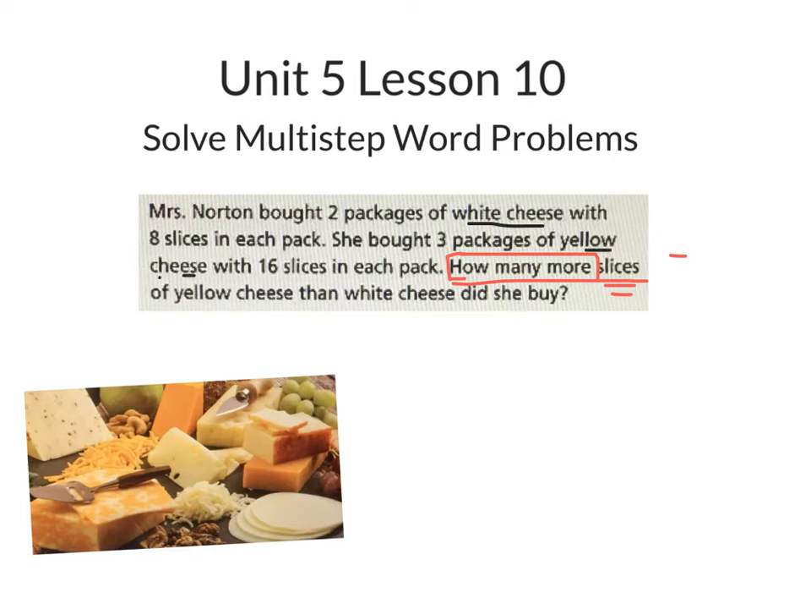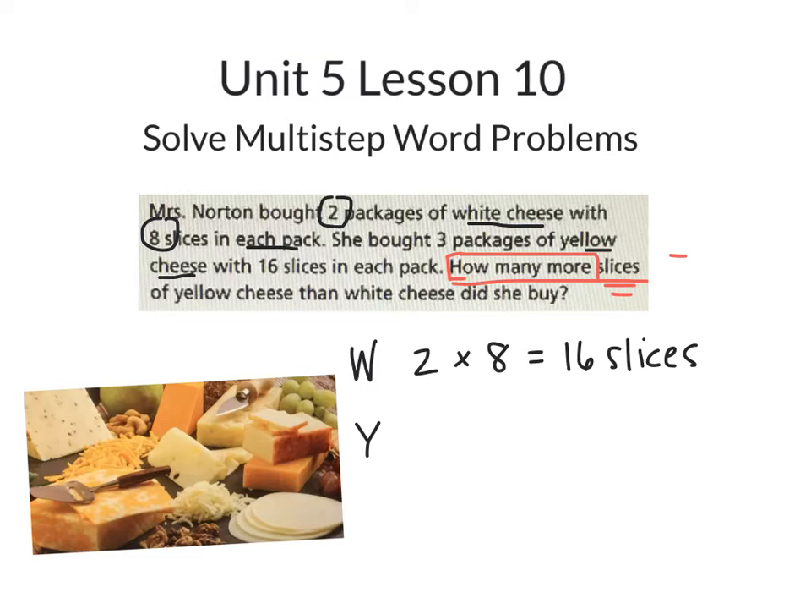In order to do that, I know that she has 2 packages of white cheese with 8 slices in each pack. So I can find the white cheese, I'll represent that with a W, by taking the 2 packages times 8 slices. So in all, she has 16 slices of white cheese. For the yellow cheese, I'll represent with a Y. She bought 3 packages, and those have 16 slices in each pack. So you'll find that by taking 3 times 16.